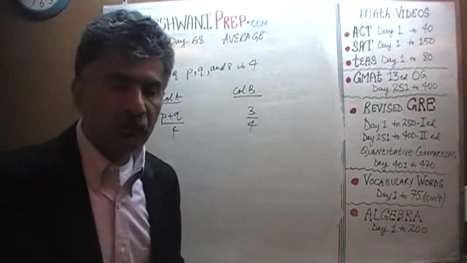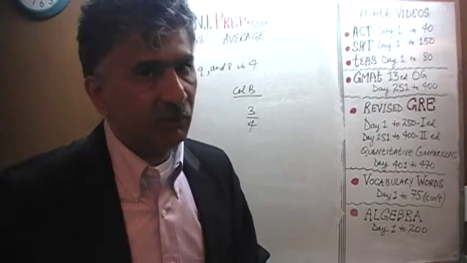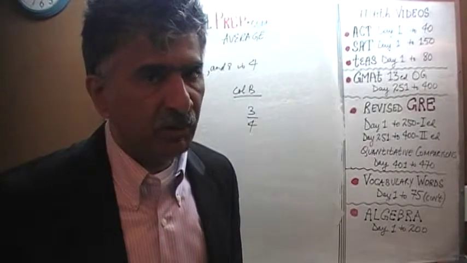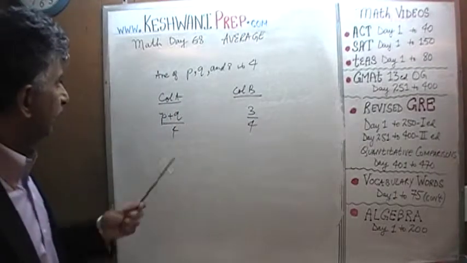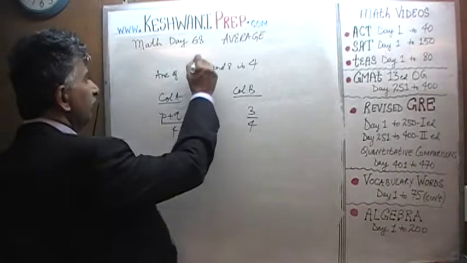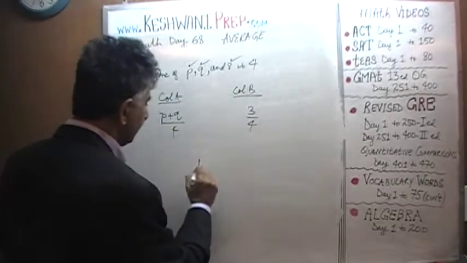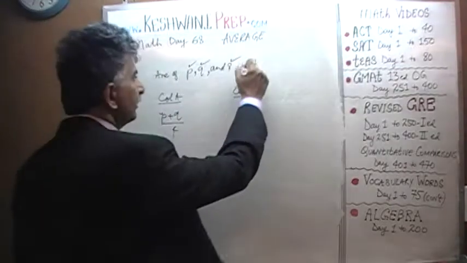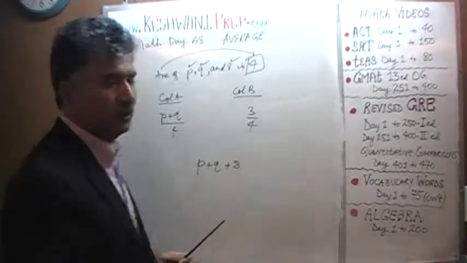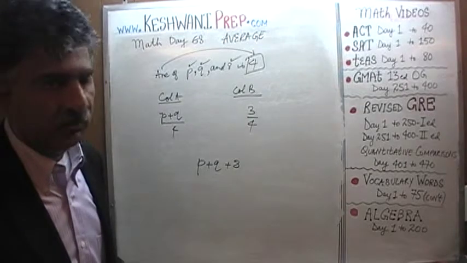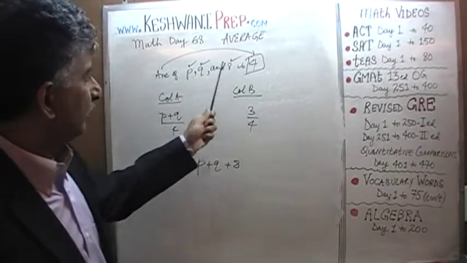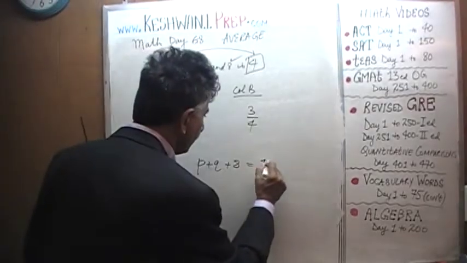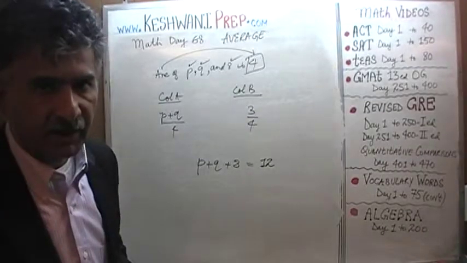The fact that we have no way of knowing what P and Q are individually is not the point here. There is no way to figure out what P is, or the individual value of Q. What we need to understand here is that we have three numbers, P, Q, and 8, and we are told that their average is 4. Well, if their average is 4, what number divided by 3, because there are 3 numbers here, is going to give us 4? The answer is 12. Of course, they have to add up to 12. These 3 numbers must add up to 12.